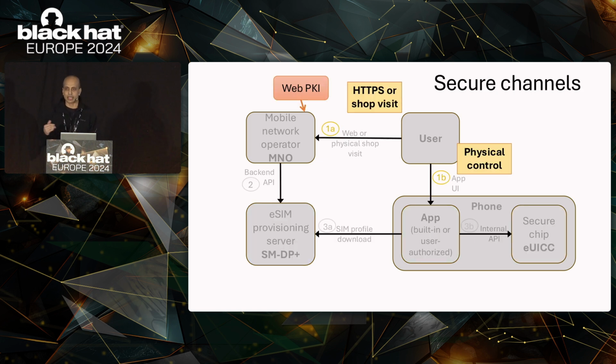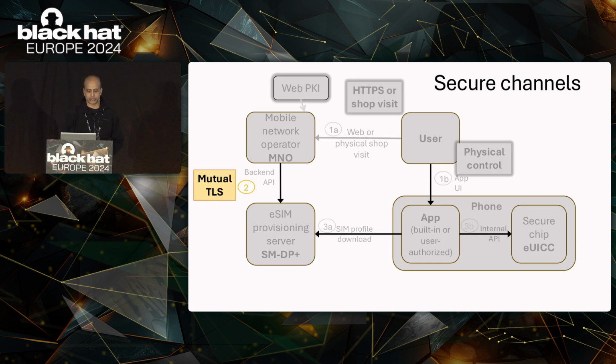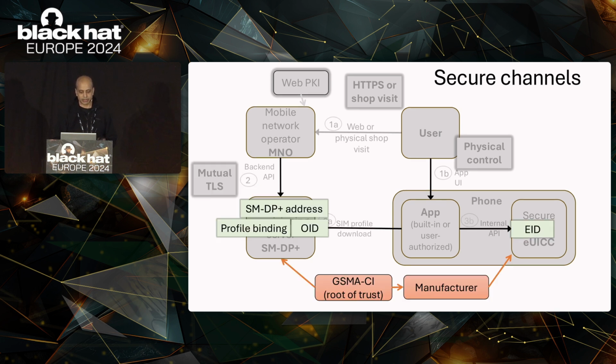Going one level deeper, from the security perspective, the secure channel perspective: the communication between the user and the MNO is usually protected with physical control or standard HTTPS control. The channel between the MNO and the provisioning server is a mutual TLS layer control. And finally, the layer of interest is the profile download between the server and the phone. That is based on GSMA CI issued certificates.